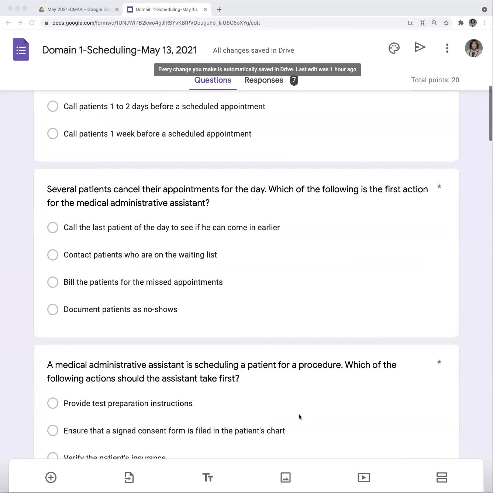Several patients cancel their appointments for the day. What's the first course of action? The first one, call the last patient of the day to see if he can come in early. Contact patients who are on the waiting list. Every patient we see is a claim form that we can potentially send out. So forget the people who are later. Let's get some of the people who are not even on the schedule.